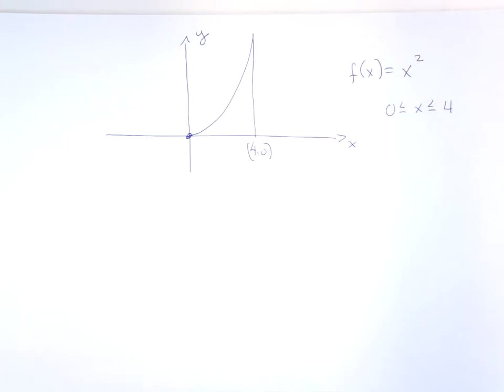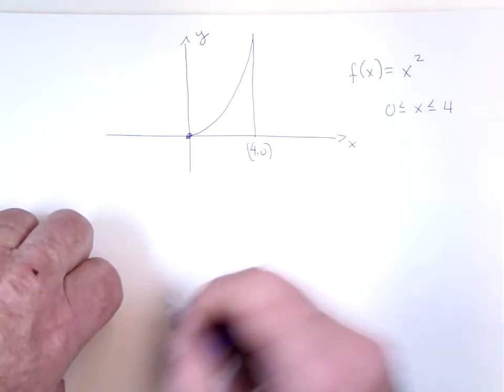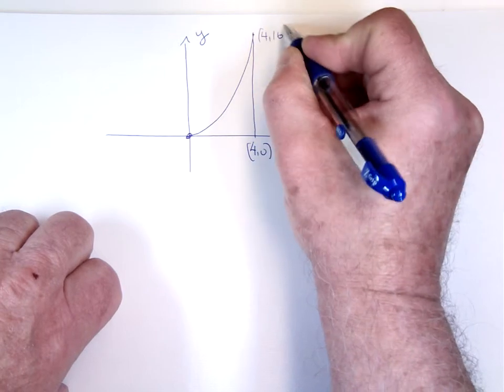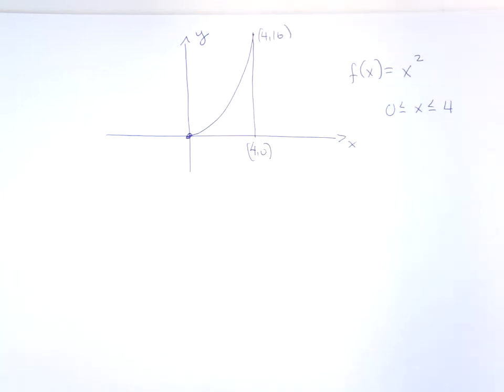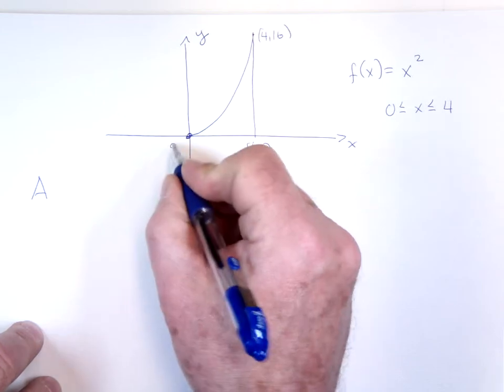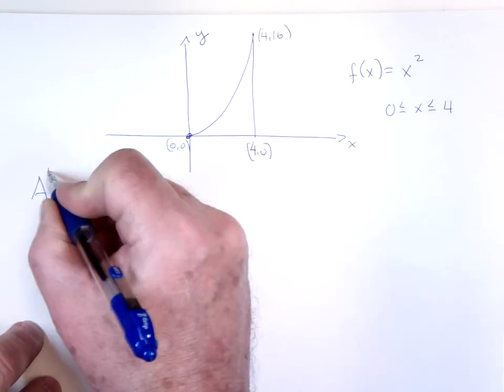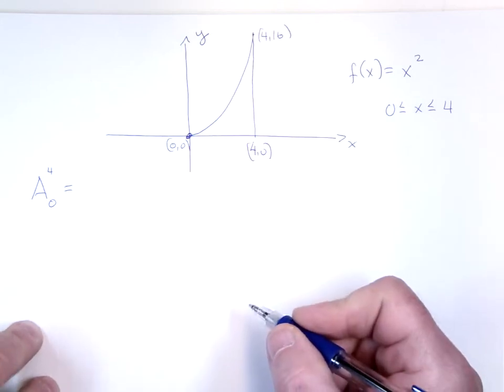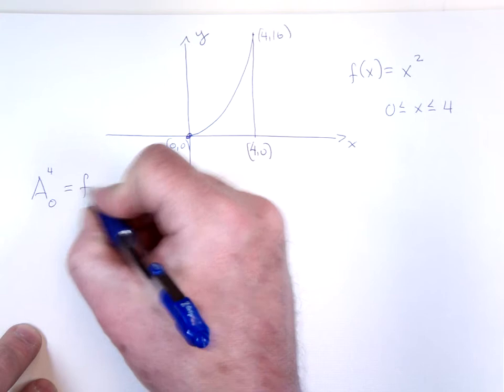All right, this would be 4 squared, 16. Okay? Here's what we're looking for. Let's find that c value in this interval where the area under the curve, the area from a to b, 0 to 4, is equal to the value of the function at this c value.